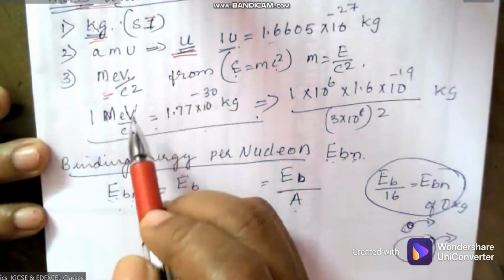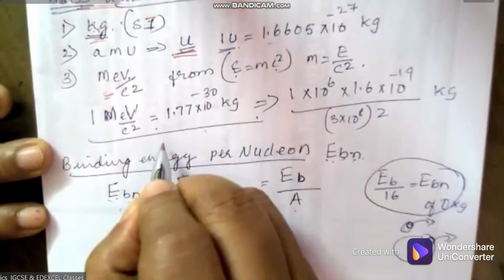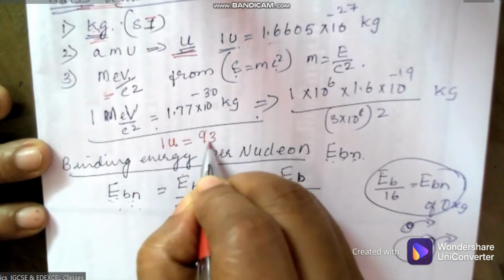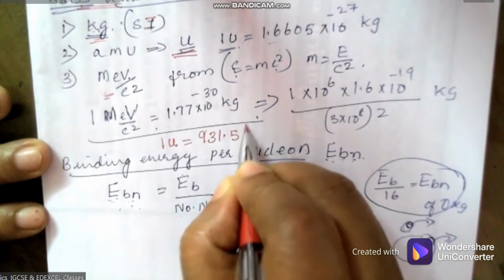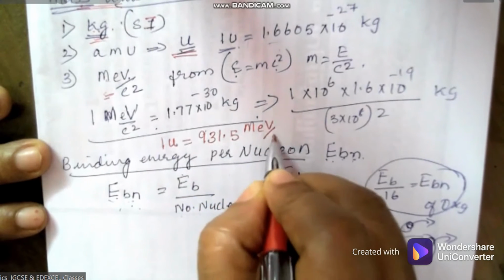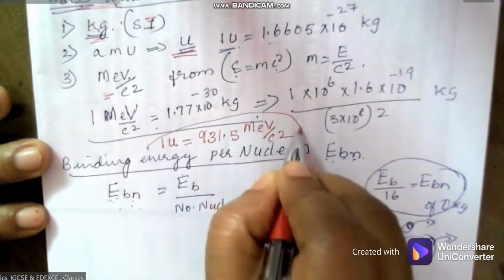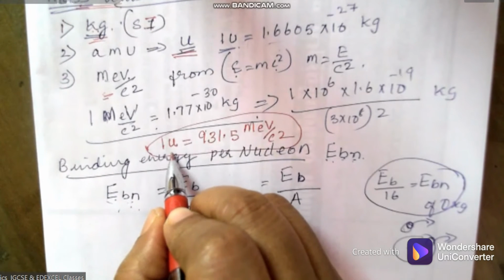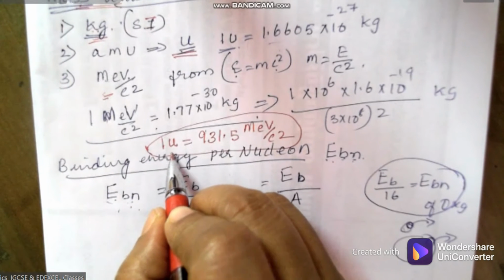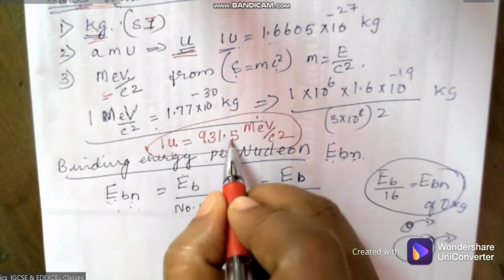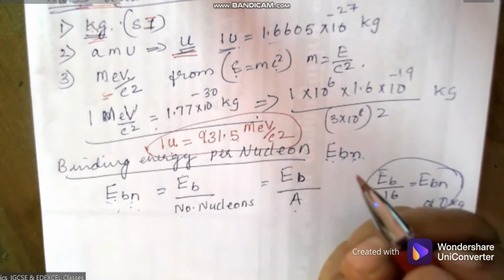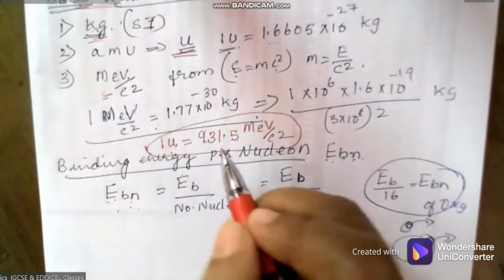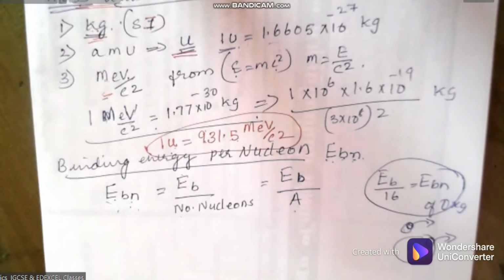Between u and MeV per c squared: 1 u is equal to 931.5 MeV per c squared. That means 1 u of mass, if you convert to energy, you will get 931.5 MeV. Okay, this is the relation between 1 u and MeV per c squared.